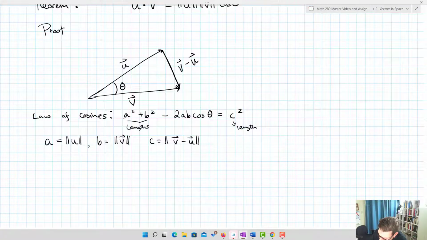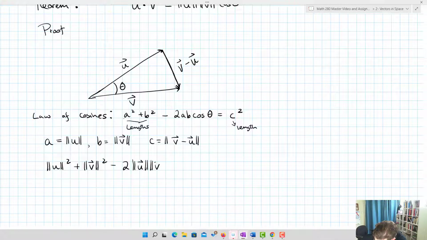So I've got the magnitude of u squared plus the magnitude of v squared minus 2 times the magnitude of u times the magnitude of v cosine theta, and that theta is the angle that we're looking for, and that's going to equal the magnitude of v minus u squared. And there we are.